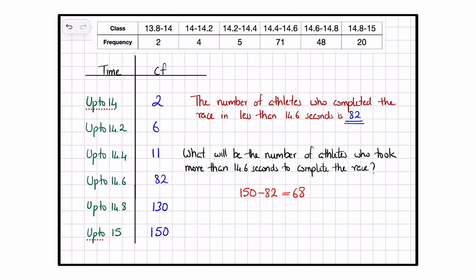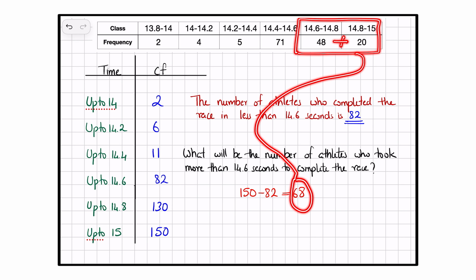Another way to do it is, to find the number of athletes who took more than 14.6 seconds, we have to simply add these two data points, that is 48 plus 20. You will also get the same 68.